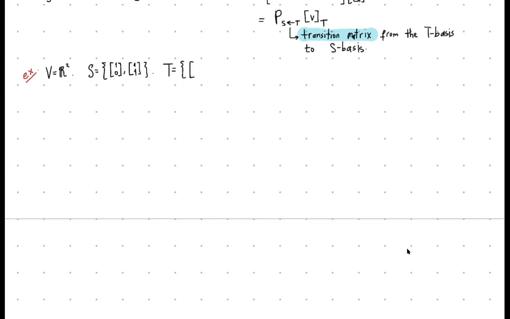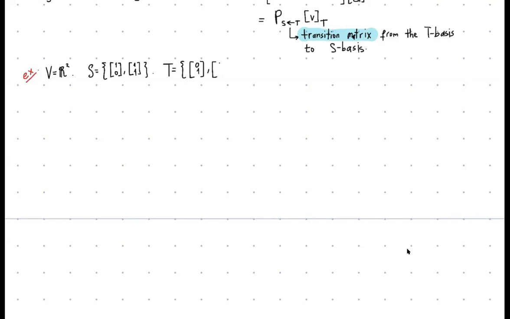I will use another one. Let this be 0, 1, and what about this one? Let's take it as 2, 0. Is that fine? No. Let's take it as -1 and 0. Okay, so this is an easy example. Let's work with an easy example. So the question is what? The question is find a transition matrix from T basis to S basis.